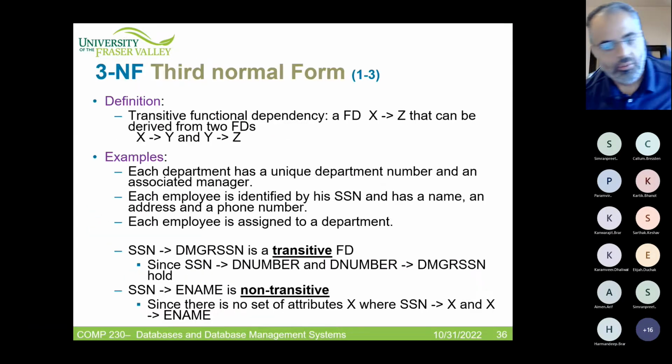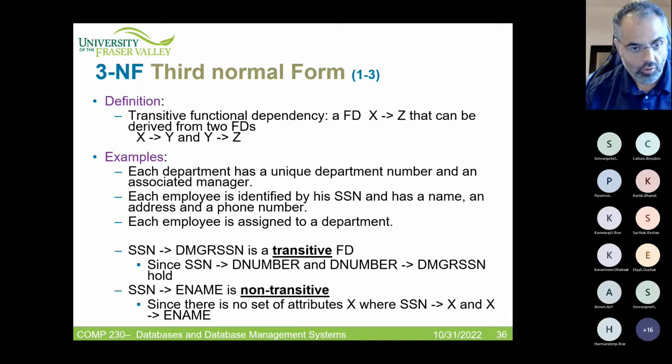Okay, let's go to the third normalization. The third normalization talks about transitivity, non-transitively, which means that all non-primary attributes should depend on the primary key as a whole, fully functionally dependent, and directly, non-transitively.